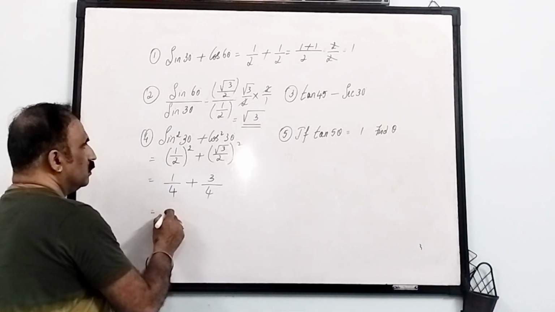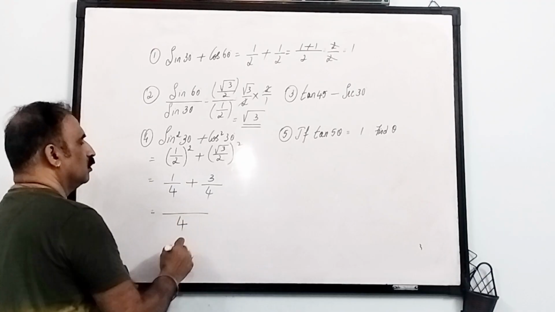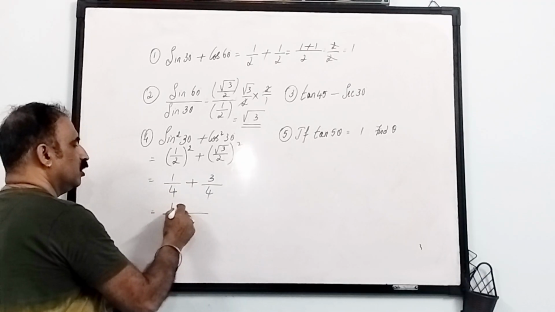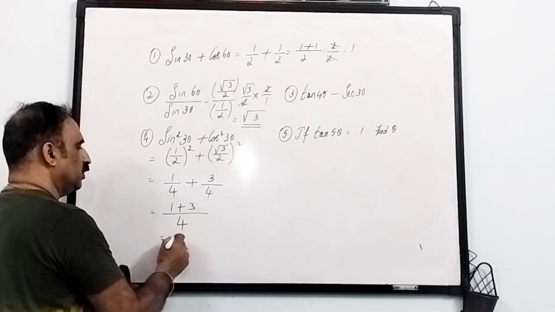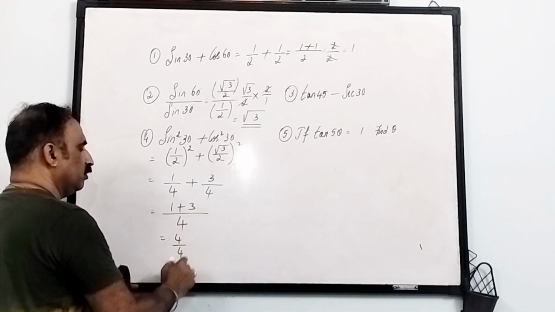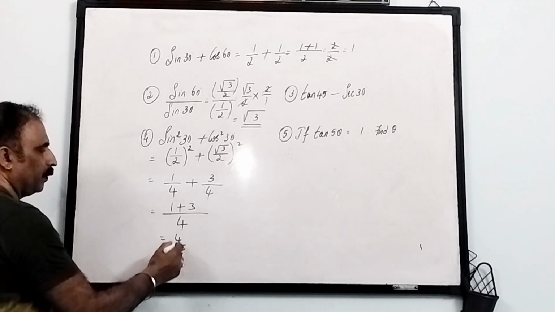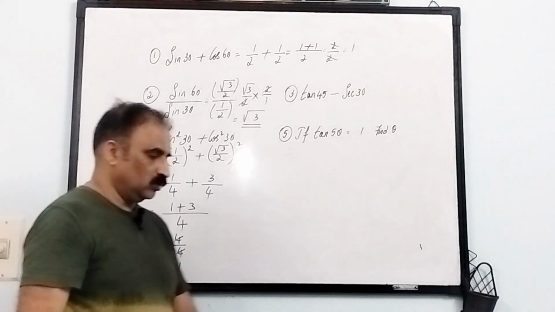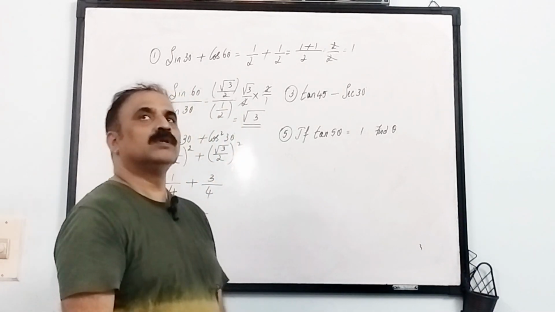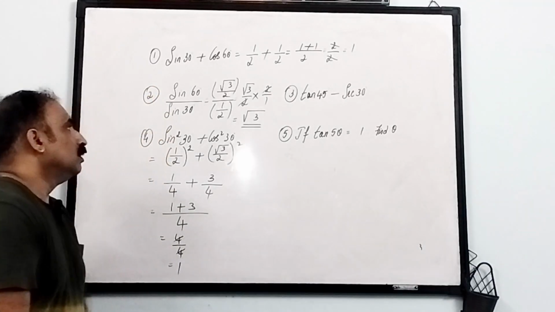So now I have got a common LCM that is going to be 4 here. So common LCM is 4, numerators added as they are. 3 plus 1 is going to be 4. 4 divided by 4, which is equal to 1. Simple, but the only thing you have to know are those values of the trigonometric table.